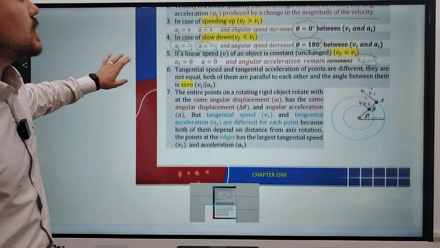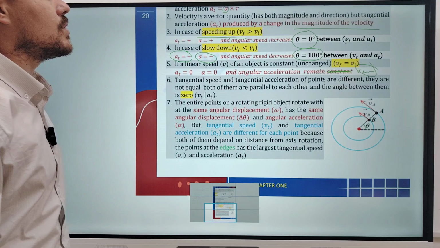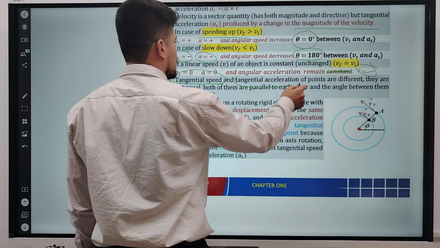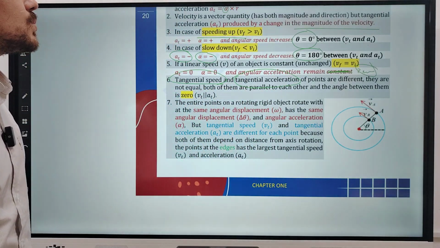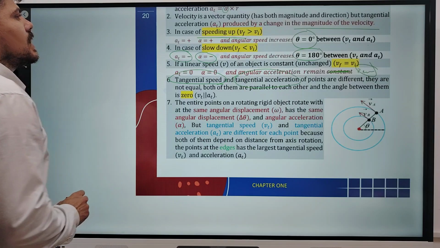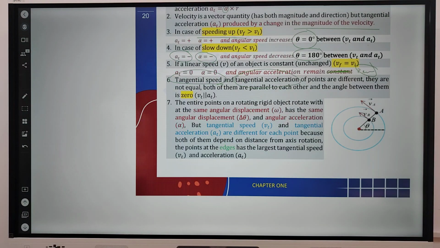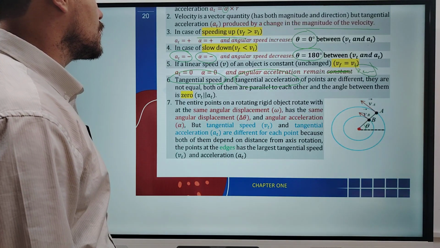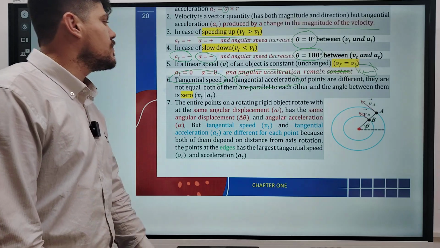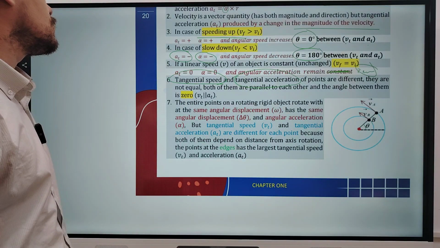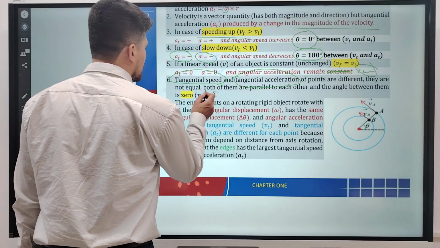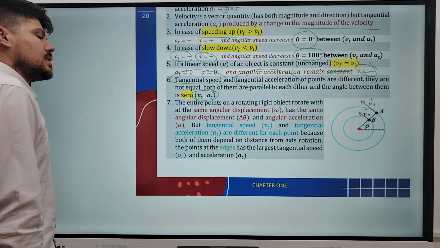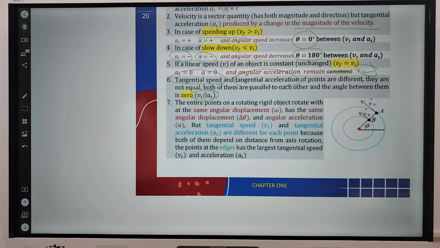So tangential speed and tangential acceleration of points are different. Why? Because the equations of tangential speed and tangential acceleration vary with the distance from the axis of rotation. They are not equal. Both of them are parallel to each other and the angle between them is 0. What is the angle between VT and AT? It is 0 in the case of speeding up and 180 in the case of slowing down. Okay?